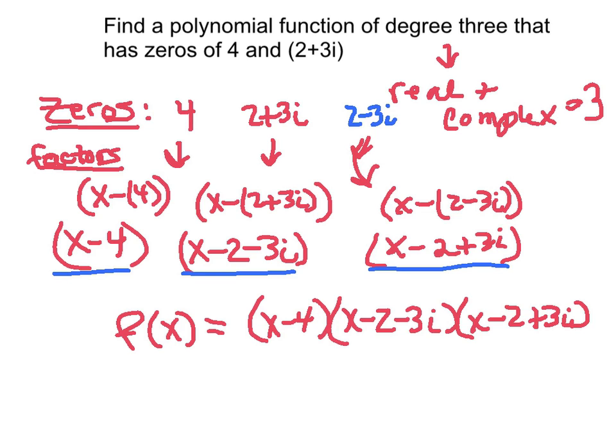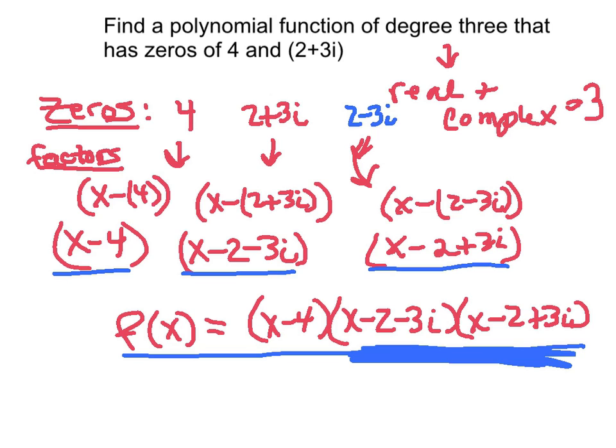So on the next page, I'm going to take this entire polynomial and multiply it out. But the first thing I'm going to do is multiply these two complex factors, and then whatever I get there, I'll multiply x minus 4 times that product. What we'll find is that a lot of things cancel when we multiply these two factors.